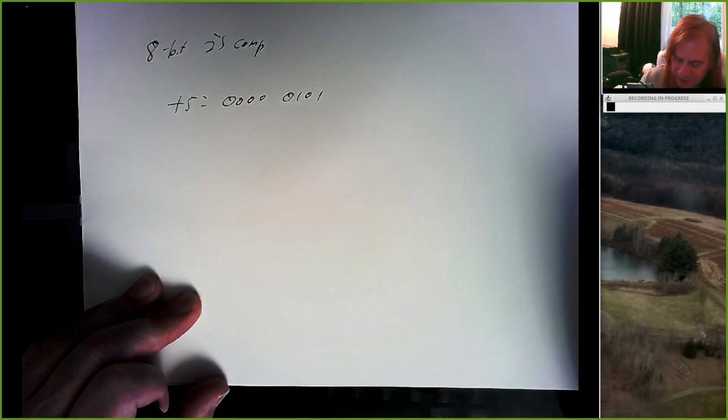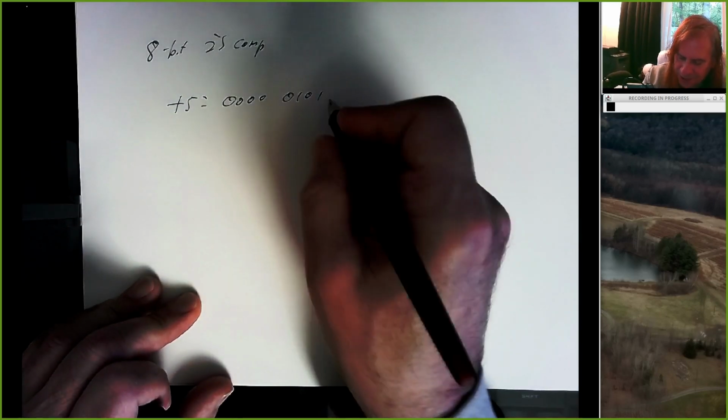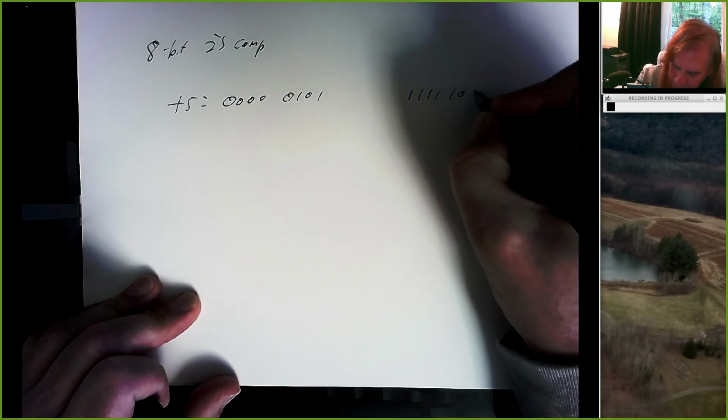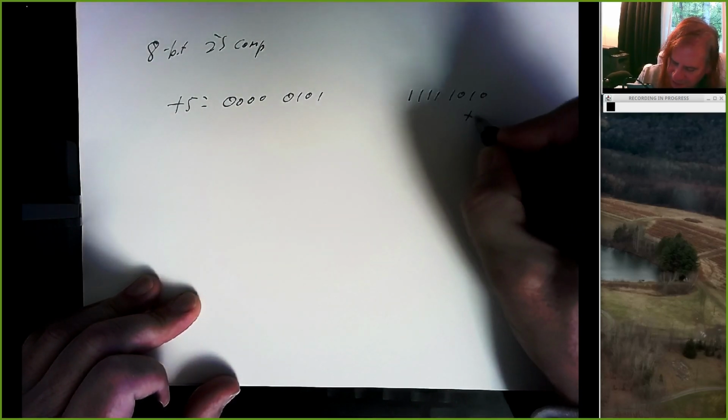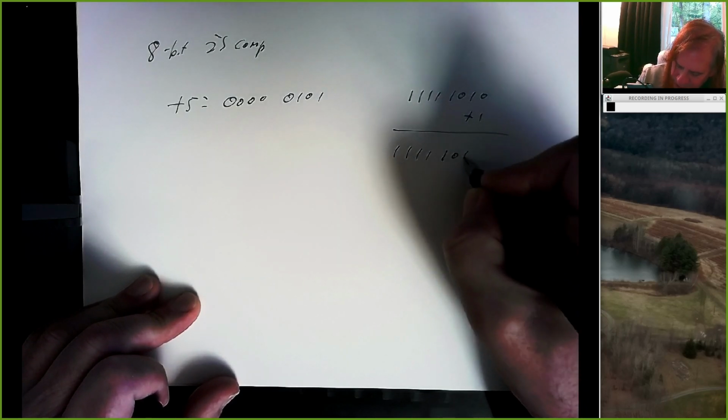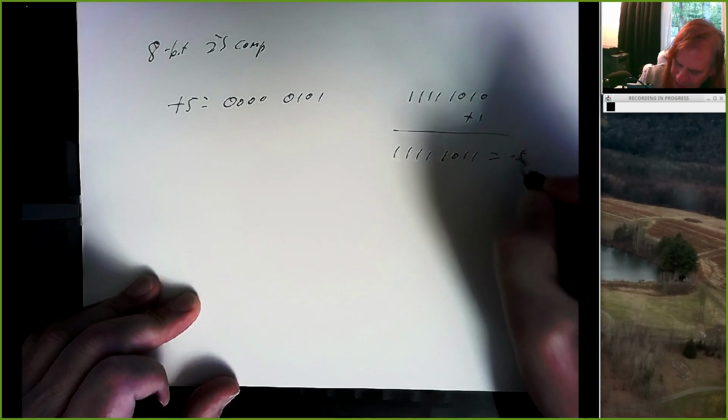So here's +5. If we take all of these numbers and we complement them, we get this. If we add an extra 1, we get 1 1 1 1 1 0 1 1. That's how we're going to represent -5.